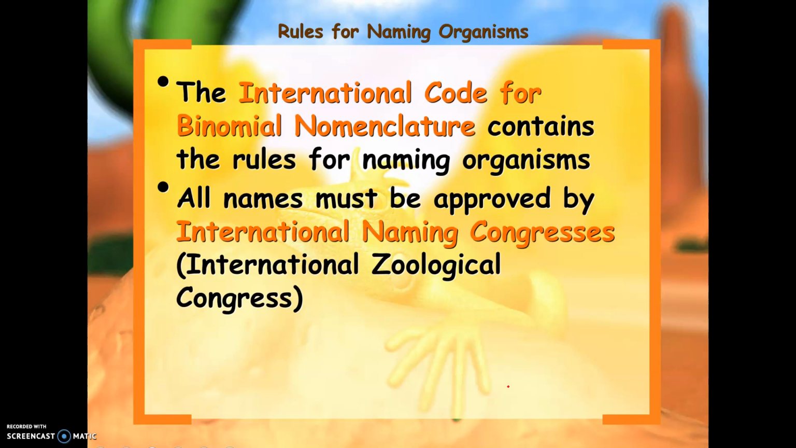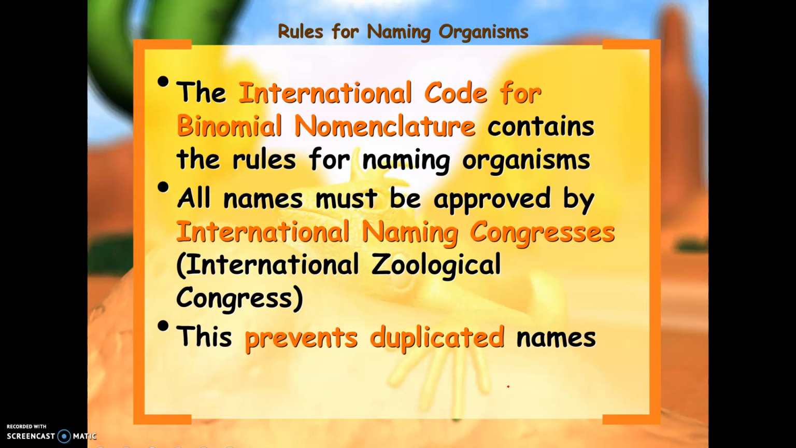Okay, and this is just explaining that you don't just come up with these names. You know, it has to be approved. There's an international code. There's an International Zoological Congress that names the organisms, and that way we don't have names that are duplicated.